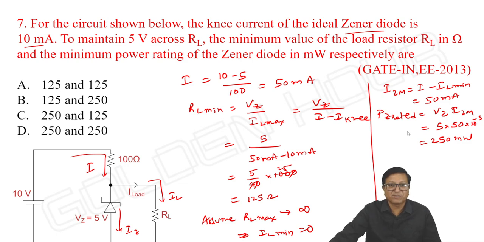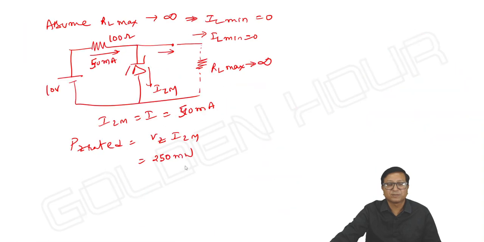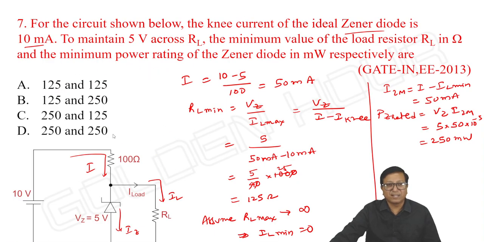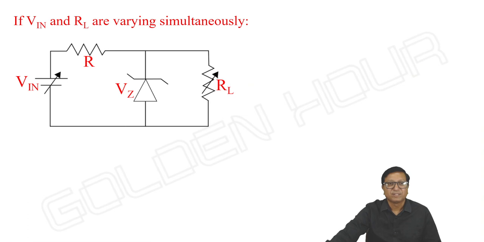Previously also the same answer, no? Okay, 250 milli. Same circuit. Earlier they asked IL maximum, they are asking now RL minimum, nothing else. Very, very simple question. Next one. Okay, if input and RL are varying simultaneously, how is the circuit maintaining constant voltage of Vz? That's our concern. Next part.